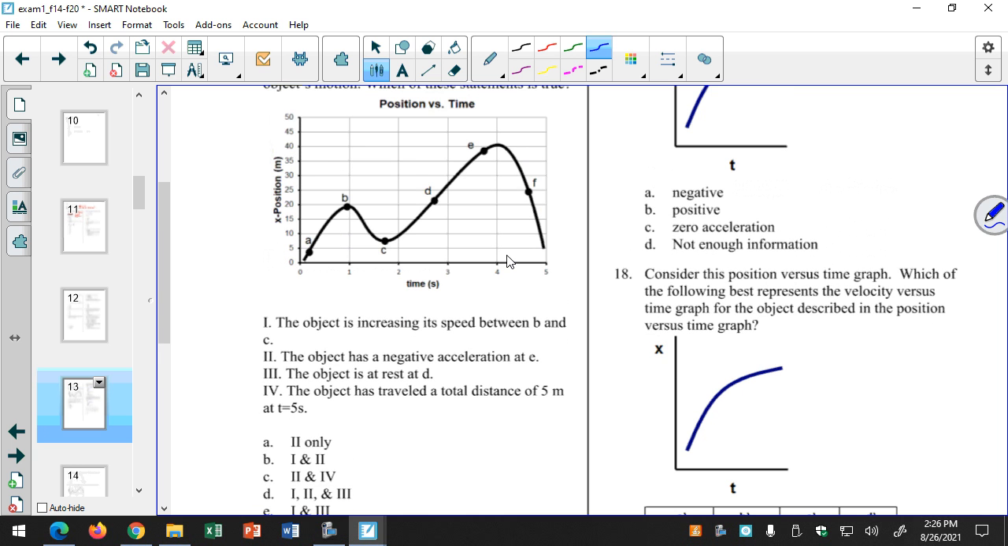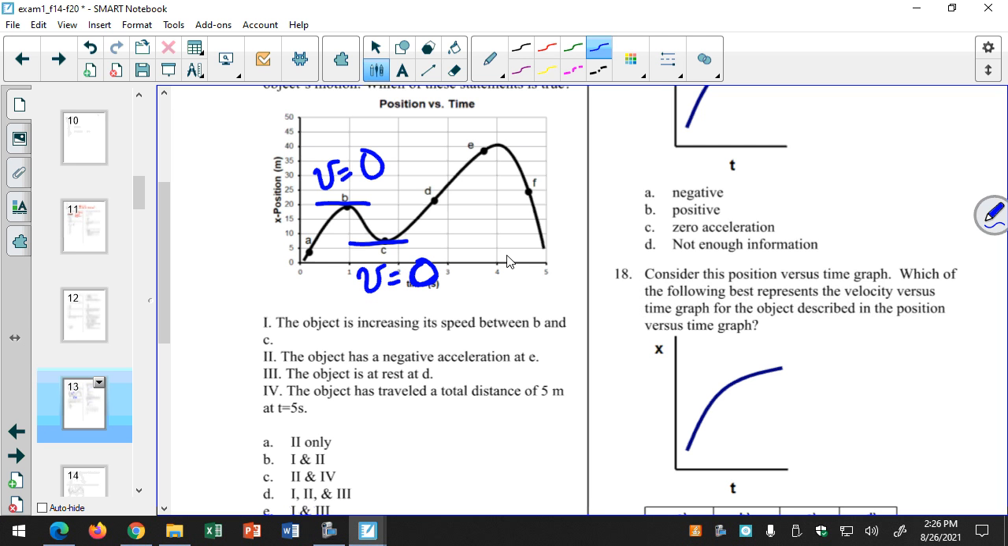So I'm going to draw the tangent line at point B and the tangent line at point C. And the statement says that it's increasing its speed between B and C. What is the speed at point B? It's the slope of the tangent line. The slope of that line is what? It's 0. It's a horizontal line. So right here, the speed is 0. Also at point C, the speed is 0.